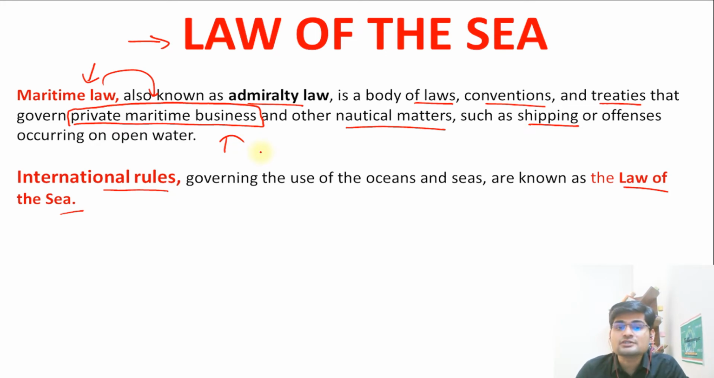But the international rules which govern the sovereignty of the nations and in accordance with the international community, that is basically in terms of the oceans and seas limits, that is basically called the law of the sea. So now let's elaborate further about the historical aspects, how these laws of the sea came into being and how in the present scenario it is understood.